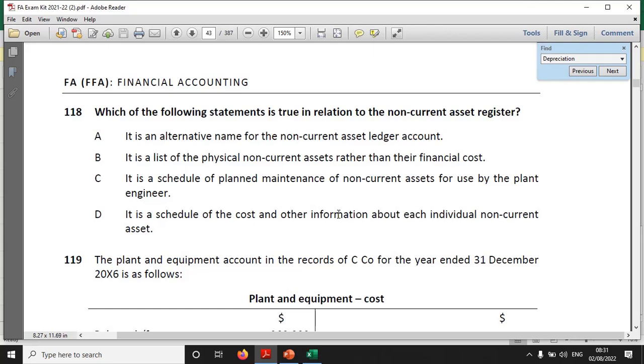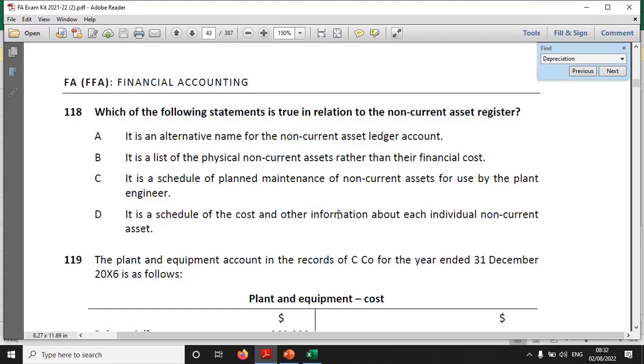B says it is a list of the physical non-current assets rather than their financial costs. This also does not sound good, because we also include the cost of these assets. We don't just describe them by name. We also include the numbers. C says, it is a schedule of planned maintenance of non-current assets for use by the plant engineer, not the accountant. I think there's something wrong again with that particular statement. So specific. It's not just supposed to be used for planned maintenance and so on and so forth.